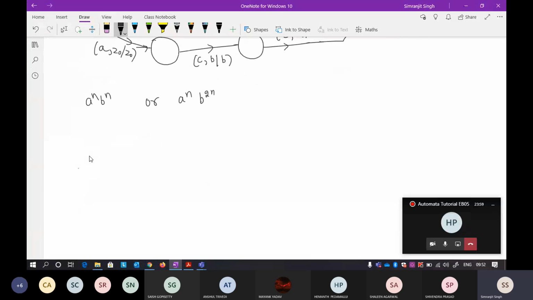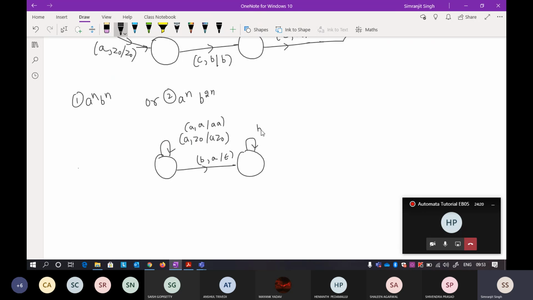Now I'll try to draw this one, a raised to power n, b raised to power n. This is your first one and this is your second one, and then I put a union in. The first step is very simple: you push the a's onto the stack. Now all the a's are pushed onto the stack. Now on seeing the b's, at the top of the stack there will be an a, and you start popping it. Just keep popping until you reach the Z node. When you reach the Z node, you can move to the final state.